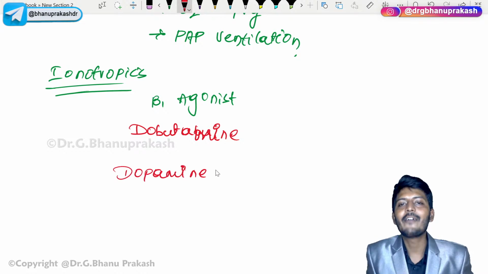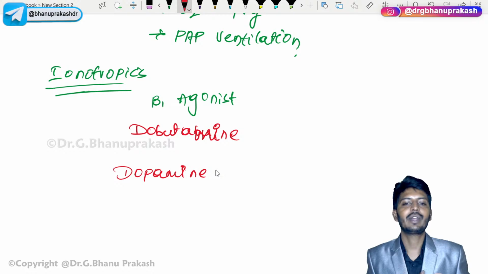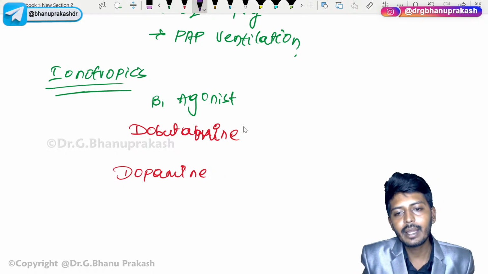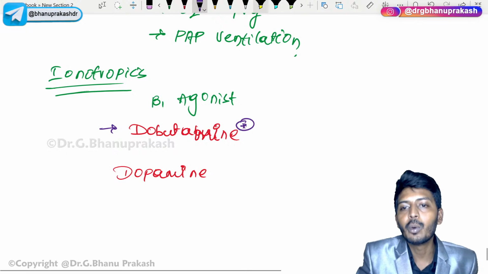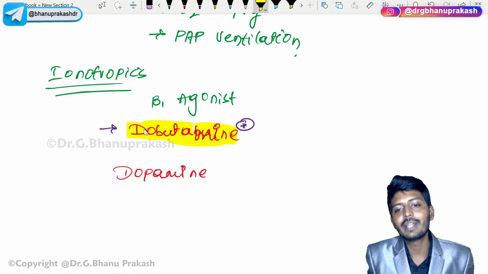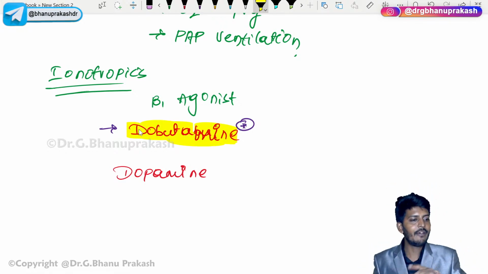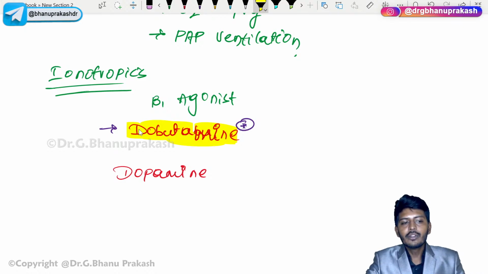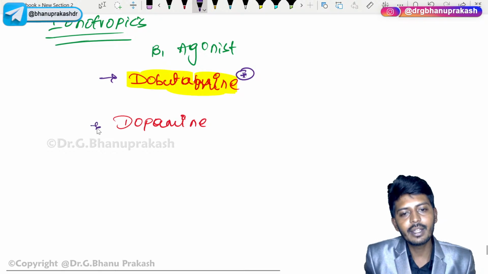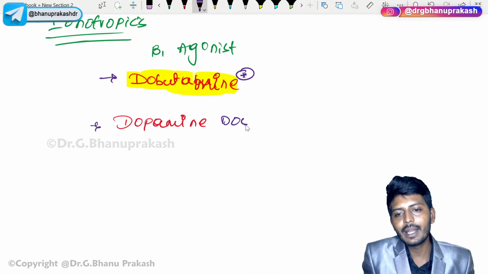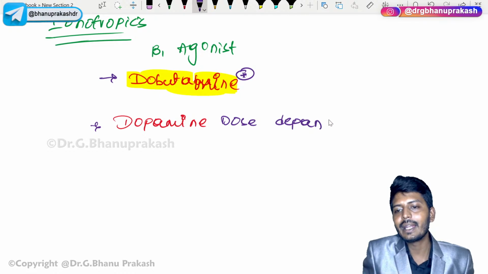So if you ever get a question, what is the drug of choice for acute heart failure? Remember, it is dobutamine. The inotropic of choice is dobutamine. Never make this mistake. We can also use dopamine, but dopamine has one interesting thing: it will show dose dependent action.